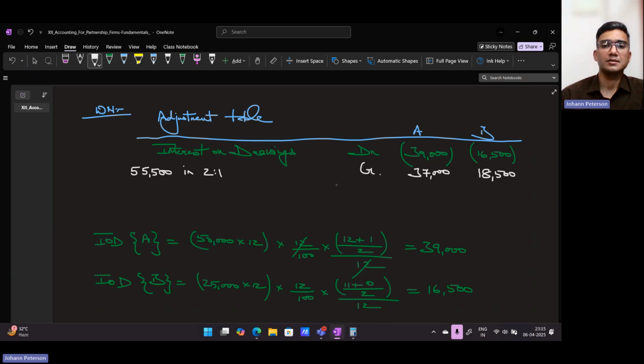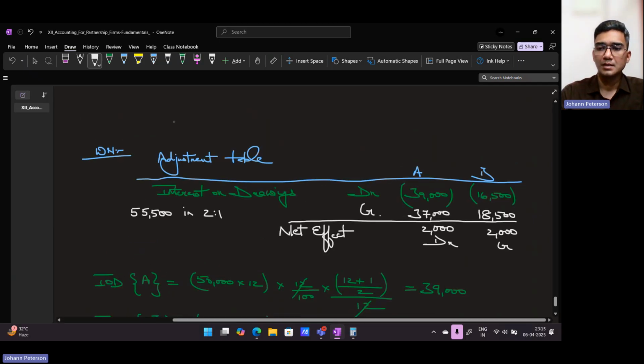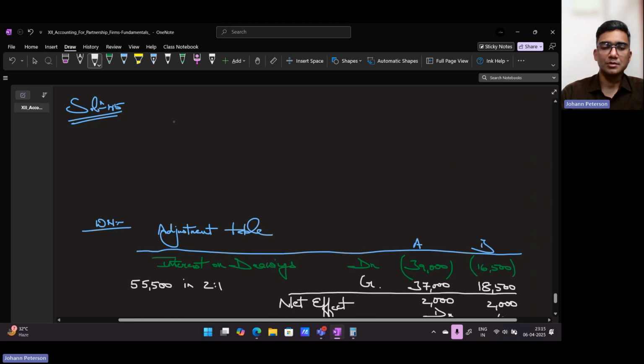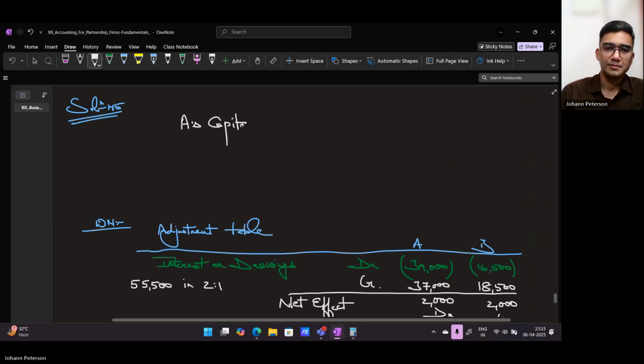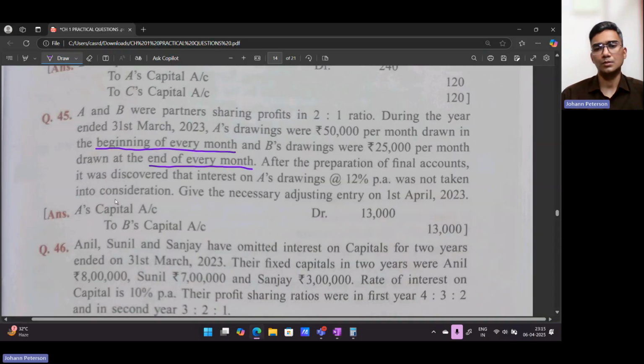Now let's take our net effect. So here I'm left with 2,000, but since it's negative, so it'll be debit. And here it is 2,000 again, but it is credit. So my entry becomes A to B amount is 2,000. So A's capital account. We can check it also. Oh, we made a mistake somewhere. Let us see what went wrong.